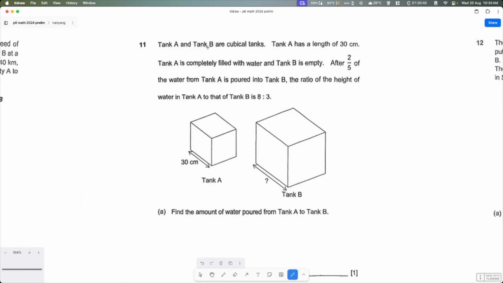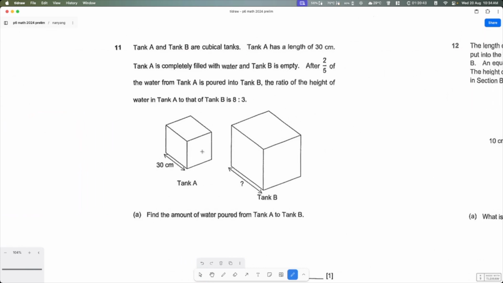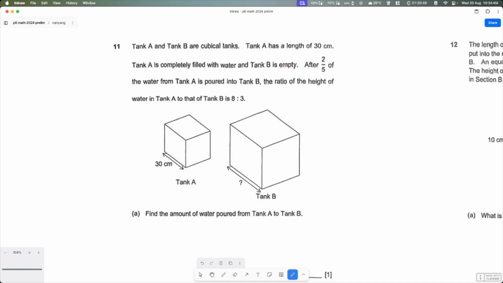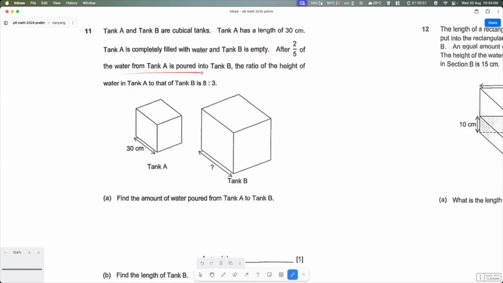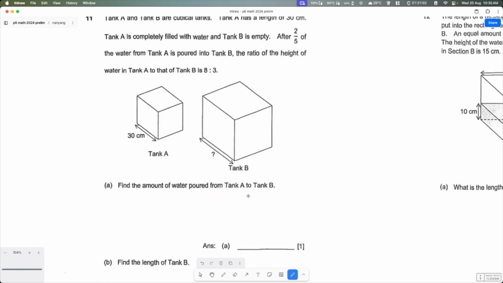Tank A and tank B are cubical tanks. Tank A has a length of 30 centimeters. Tank A is completely filled with water and tank B is empty. After 2/5 of the water from tank A is poured into tank B, the ratio of the height of the water in tank A to that of tank B is 8:3. Find the amount of water poured from tank A to tank B.